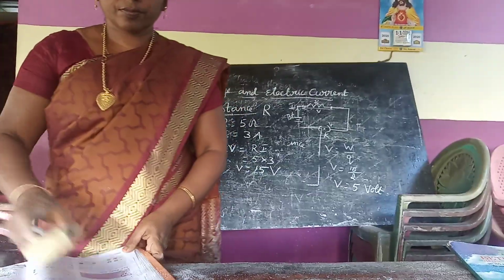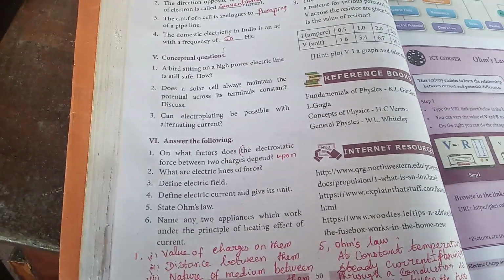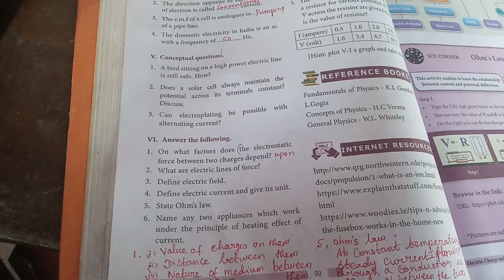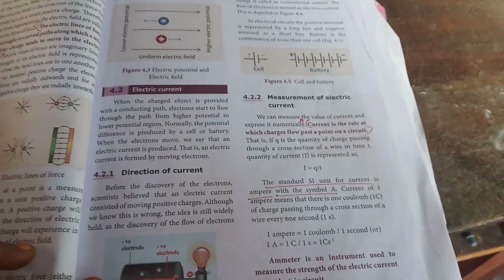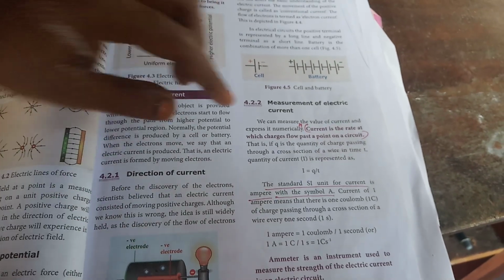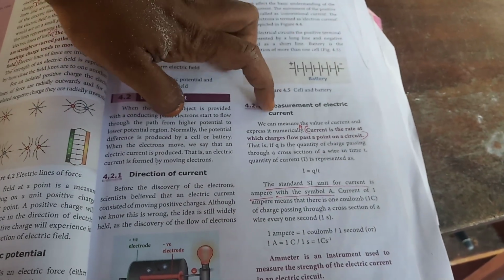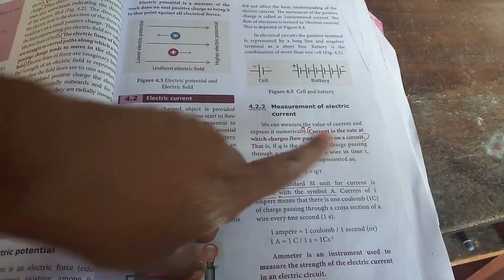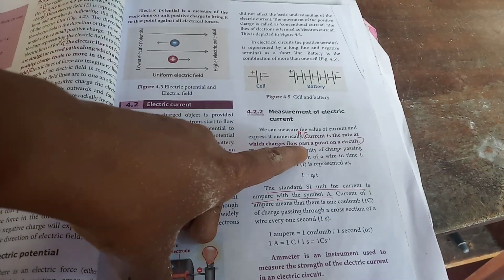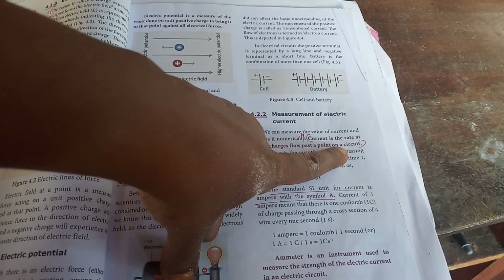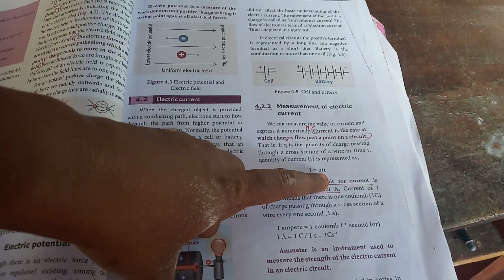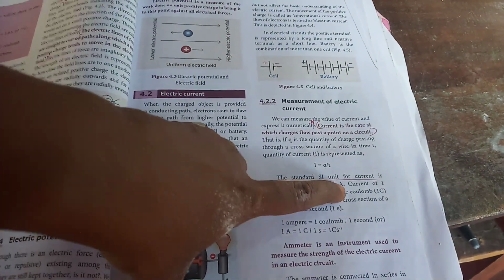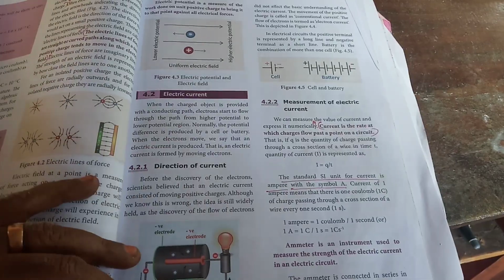Take your book. Lesson 6, question number 4. Define electric current and give its unit. Page number 41, the measurement of electric current, the second line. Current is the rate at which charges flow past a point on a circuit. Just mark it. The formula is I equal to Q divided by T. The SI unit of current is ampere. The symbol is A. That much.